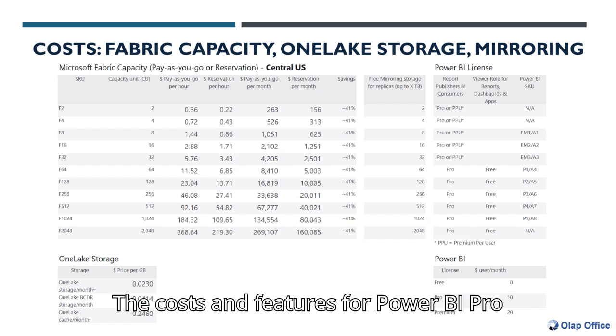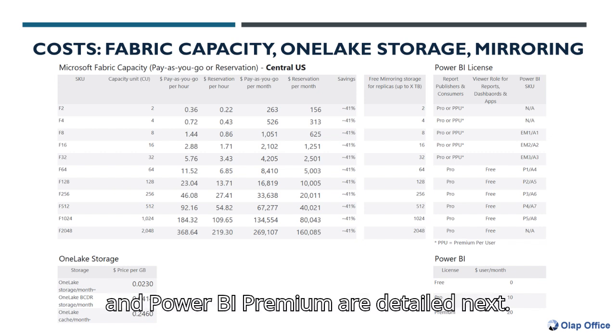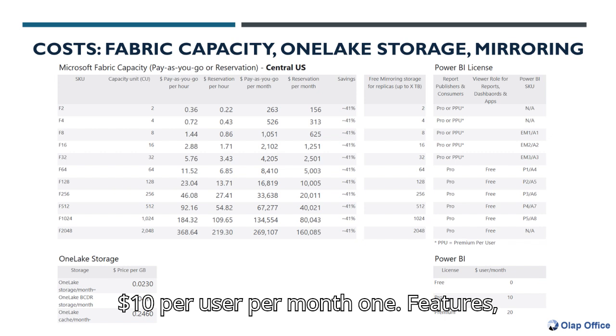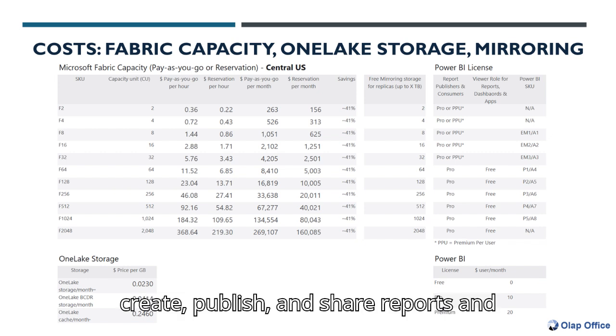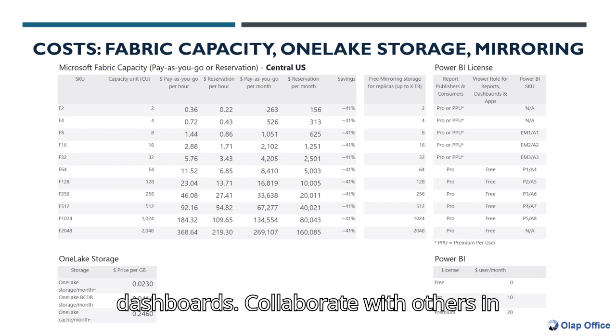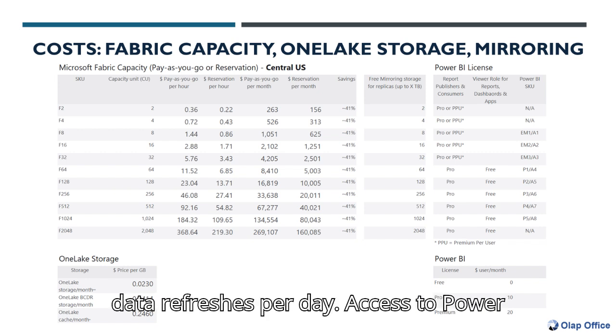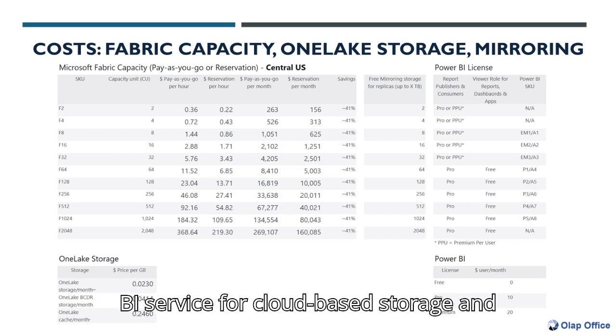The costs and features for Power BI Pro and Power BI Premium are detailed next. Power BI Pro. Cost: $10 per user per month. Features: create, publish, and share reports and dashboards. Collaborate with others in shared workspaces. Schedule up to 8 data refreshes per day. Access to Power BI Service for cloud-based storage and sharing.